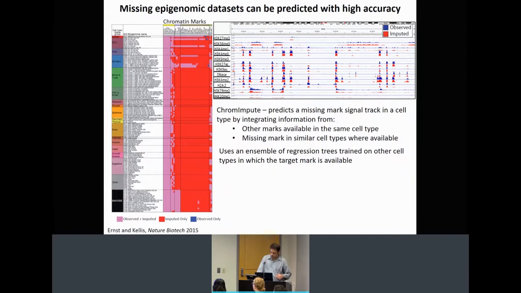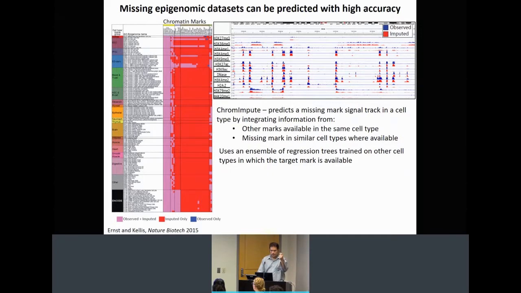In particular, we use an ensemble of regression trees where we're training on other cell types in which the target mark is available. And then the set of features in this regression are two classes. One is other marks in that same cell type we have. Marks can be well correlated with each other, and that correlation structure can be relatively well preserved across cell types. So we use the value of those other marks at the position we're trying to predict and other positions in the neighborhood. And then the other class of features is that the missing mark we're trying to predict is similar to cell types where it's available.